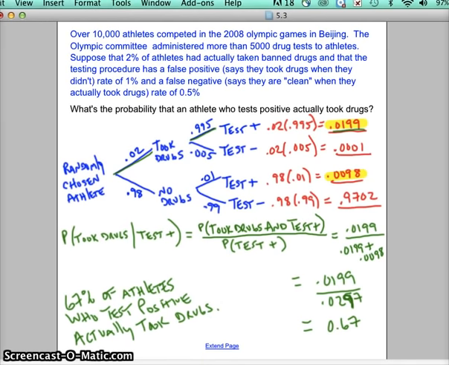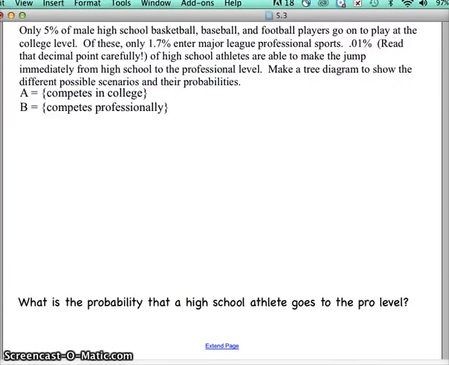Okay, let's move on to the next tree diagram. This problem is about athletes in high school who go on to professional sports. It says only 5% of male high school basketball, baseball, and football players go on to play at the college level. Of these, only 1.7% enter major league professional sports. And 0.01% of high school athletes, a really small percent, are able to make the jump immediately from high school to the professional level. Make a tree diagram to show the different possible scenarios and their probabilities.